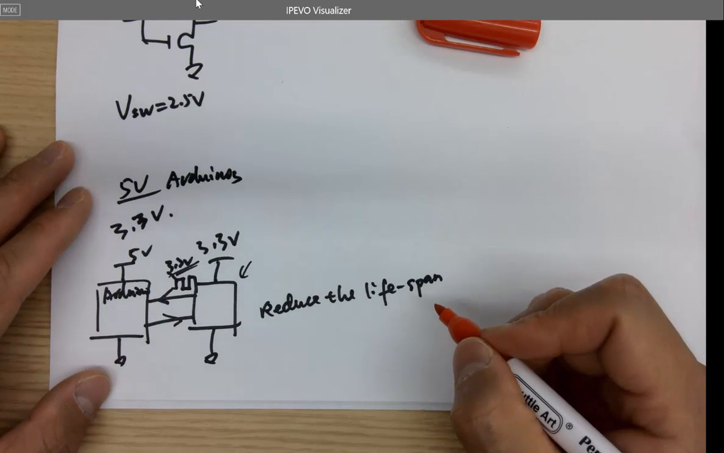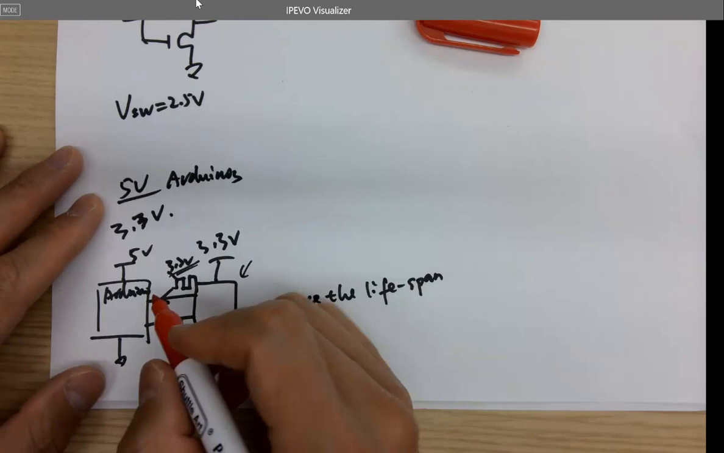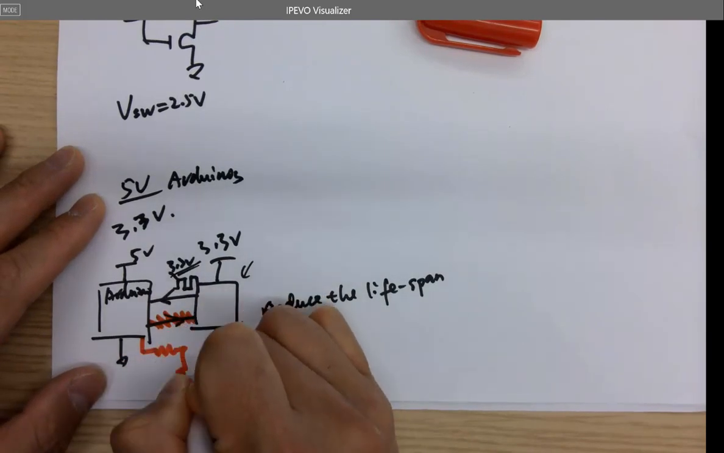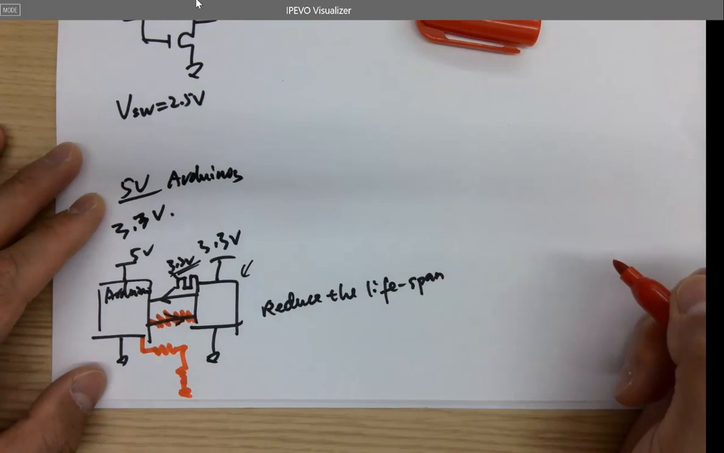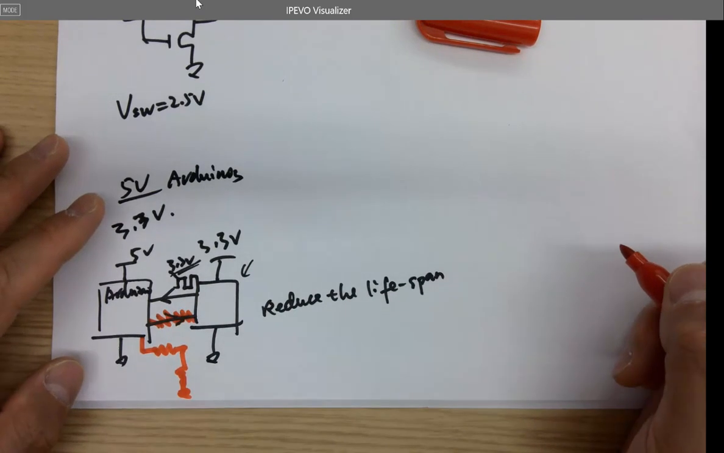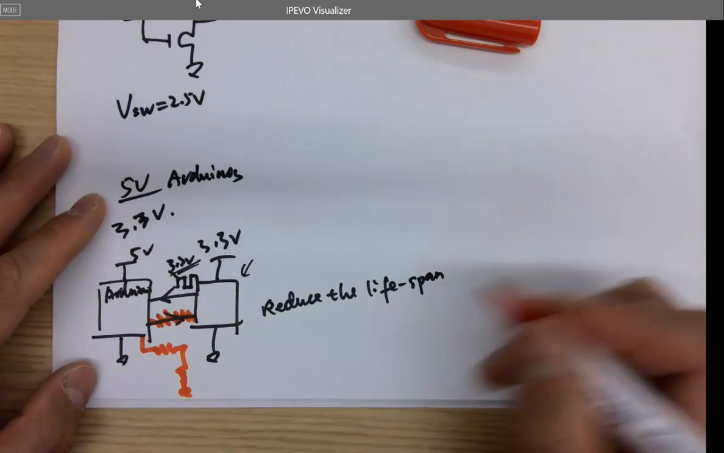What you can do here. So instead of directly connecting them, right? You can add a voltage divider. Okay. So what are the values for the voltage divider? What's a good design for it?